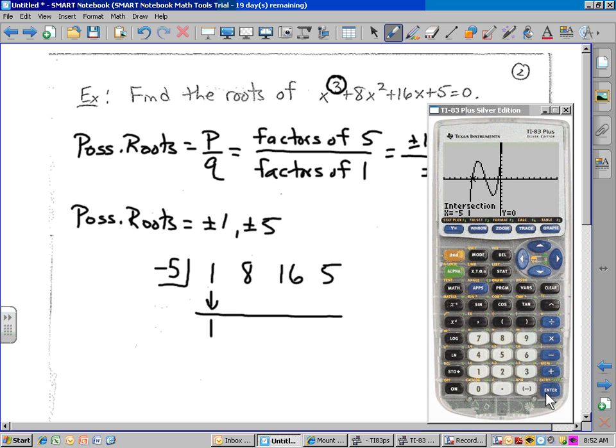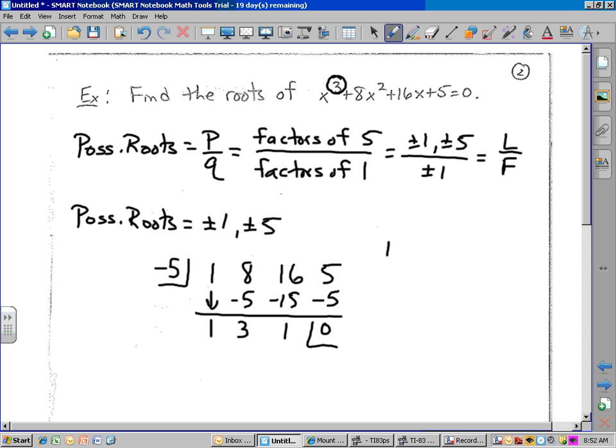So let's go ahead and put -5 in. -5, 3, -15, 1, -5, 0. And it did. It worked. Okay, so we have root x equals -5, which gives us the factor of x plus 5.